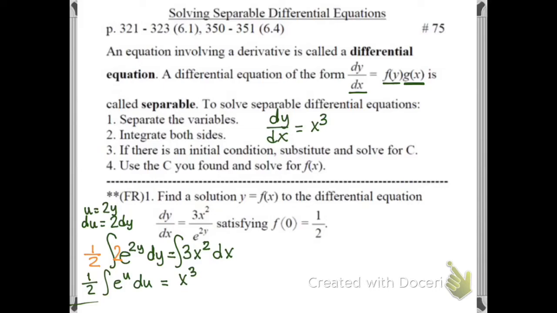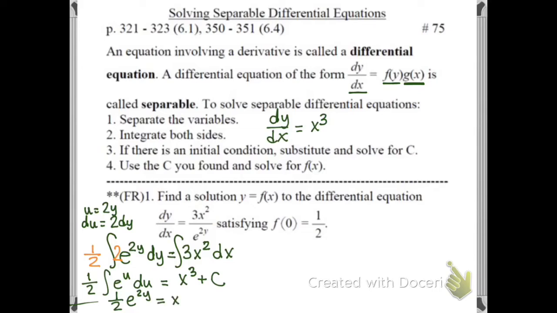X cubed plus c. So we're adding 1 to the power. When you divide by the new power, the 3's cancel out. Okay, so take a look at what we have now. We can go ahead and integrate the left-hand side now. And when we do that, we're going to get 1/2 e to the u. But I'm going to go ahead and plug the u back in, which is 2y.